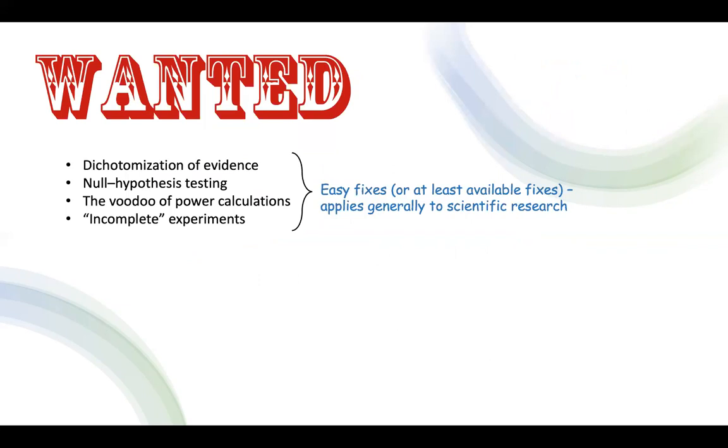It's dichotomization of evidence. That is thinking about evidence as a true and false state, as if there exists an effect and there doesn't exist an effect. That kind of thinking we should get rid of. Null hypothesis testing goes hand in hand with that. We need to get rid of that. The voodoo of power calculations. I was going to say here, don't come to me anymore and ask me to do power calculations, but I don't want to say that. Please do come to me and ask me to do power calculations, and we'll have a discussion about why it's a bad idea. So please do. And then the idea of incomplete experiments, and I'll show you what I mean by that. Those are easy fixes, and they apply generally to scientific research, but I think they apply very much to what we try to do with behavior interventions.